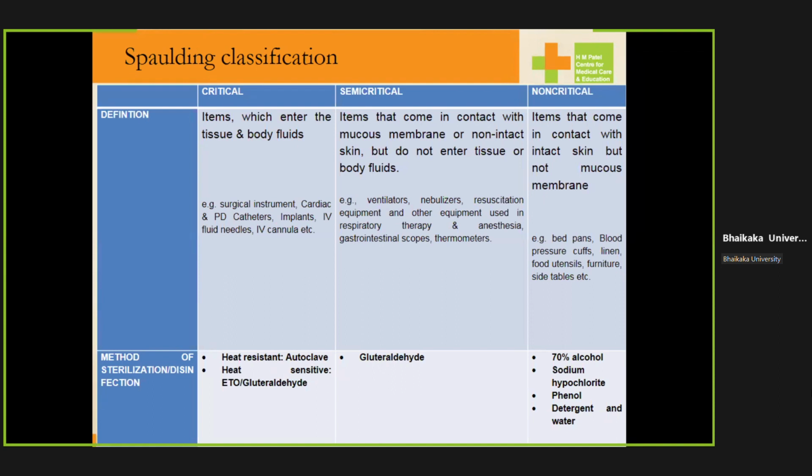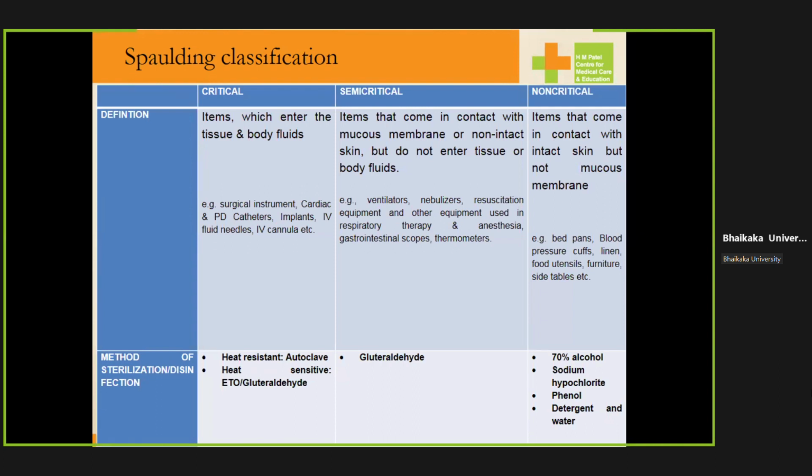Many a times you may not be able to sterilize these items by autoclaving or say ETO. And another option that is available is a disinfectant, a high level disinfectant, which can also act as a sterilizing agent, and we call them chemical sterilants. Glutaraldehyde, hydrogen peroxide, peracetic acid, etc. These are considered to be chemical sterilants, and they are also used for sterilizing these items.